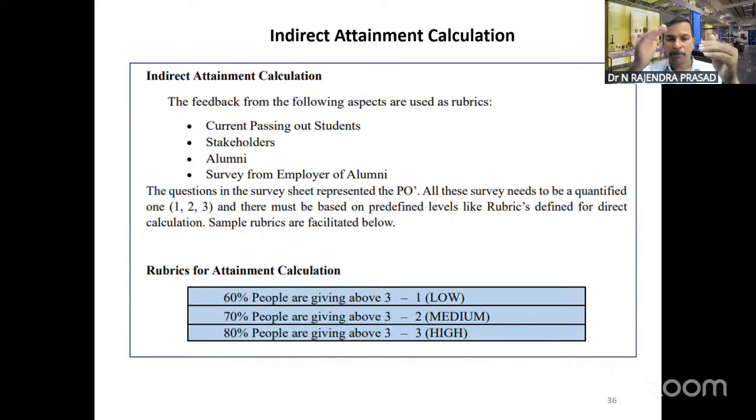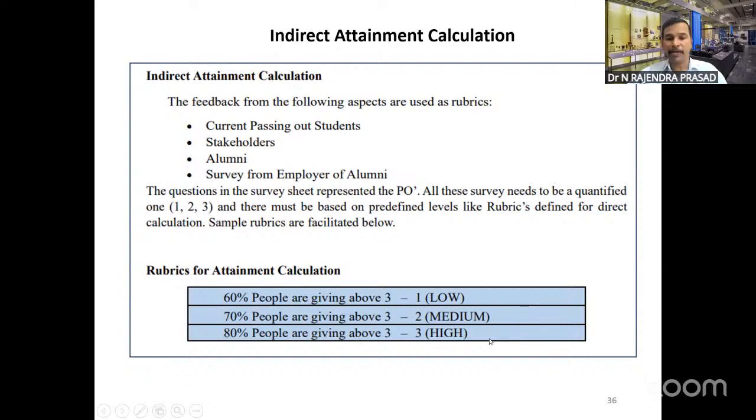If from the consolidated report, 70% people have given 3, that is medium attainment. The attainment is medium. Okay, satisfactory. If 80% respondents have given the rating above 3, that is high. This is, say for example, PO1, how many have given 3? Convert into percentage. If it is greater than 60 to 70, make it 1. 70 to 80, make it 2. 80 and above, make it 3.